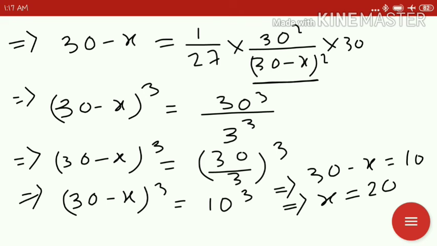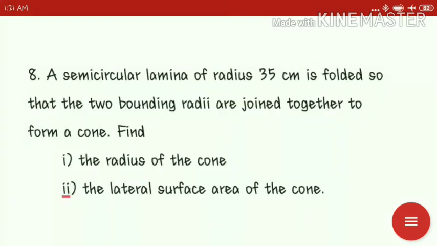It was quite lengthy but not so tough. If you have a clear idea about it, then you will easily get the answer. Now the question number 8. A semicircular lamina of radius 35 cm is folded so that the two bounding radii are joined together to form a cone. Need to find the radius of the cone and the total surface area of the cone. So first do it yourself and then come to my solution.